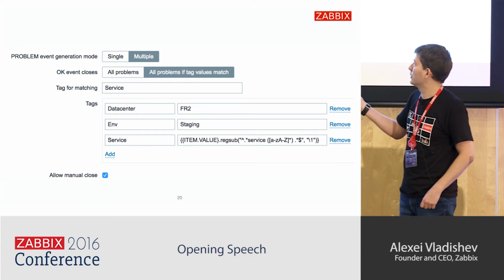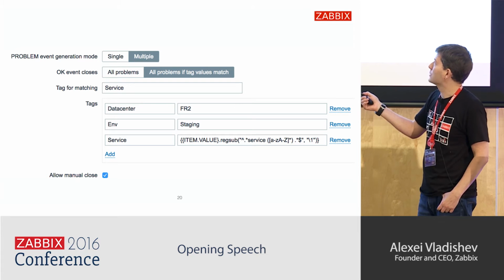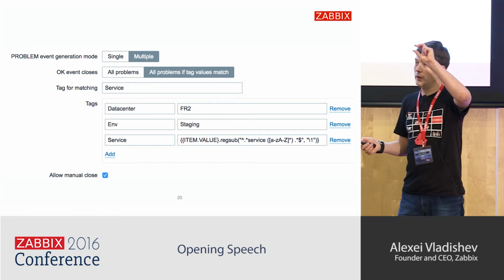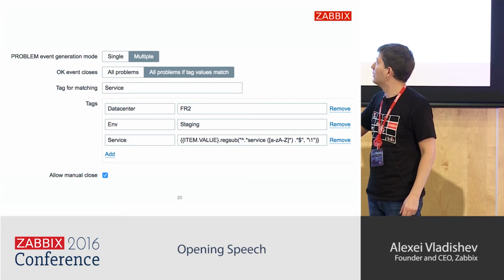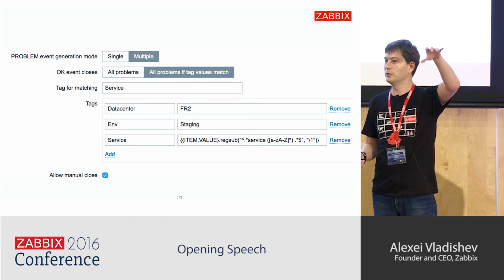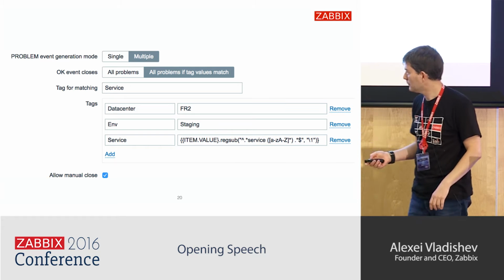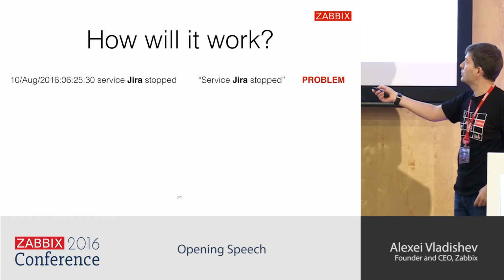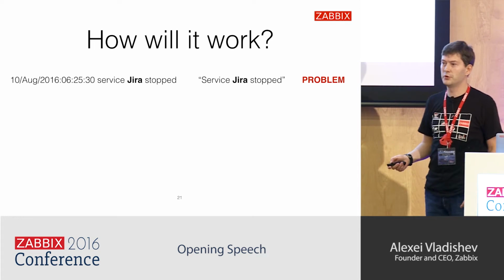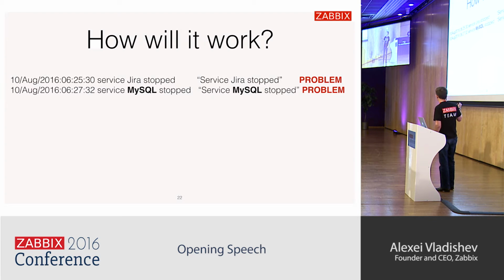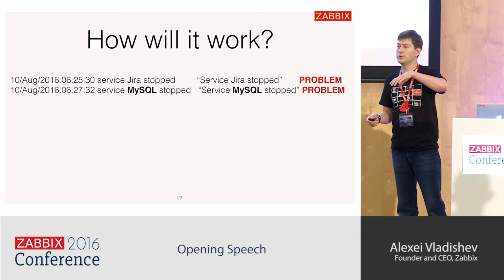And then goes the magic. Here is OK event closes all problems. This is the default behavior, or all problems if tag values match. So if the tag value of the service matches between the OK event and a problem event, the OK event will close the corresponding problem event. Let me explain how it works. So service Jira stopped, there will be a problem generated. Very easy. MySQL stops, there will be another problem generated because we have multiple problem event generation defined for this trigger.